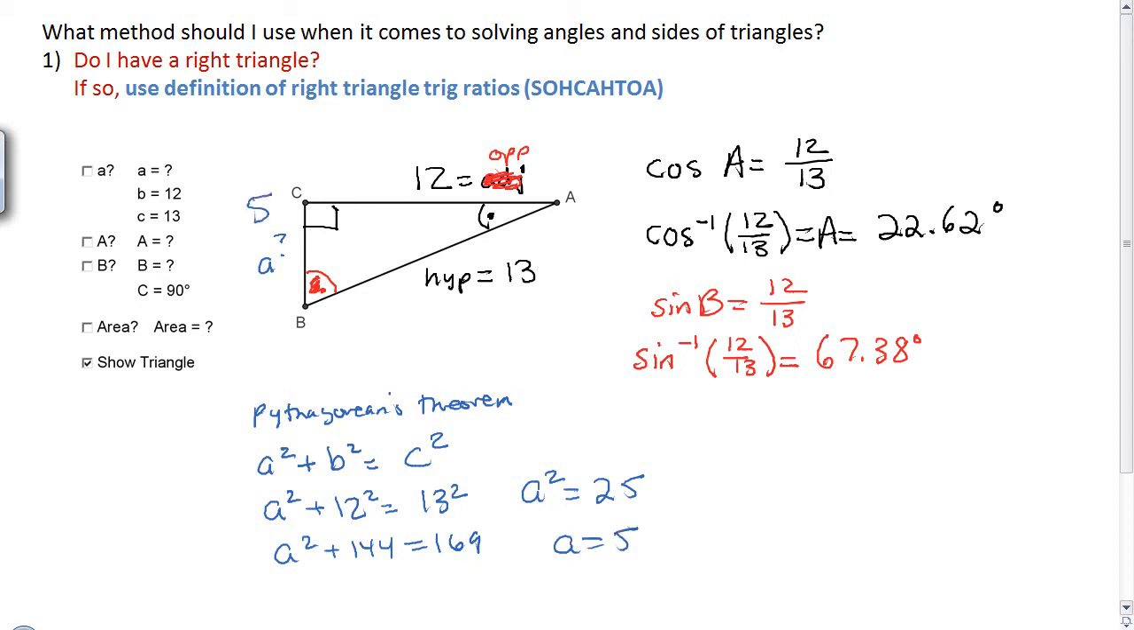Again, if you have a right triangle, keep it simple. Use right triangle trig ratios, aka SOHCAHTOA, to solve your angles and sides.